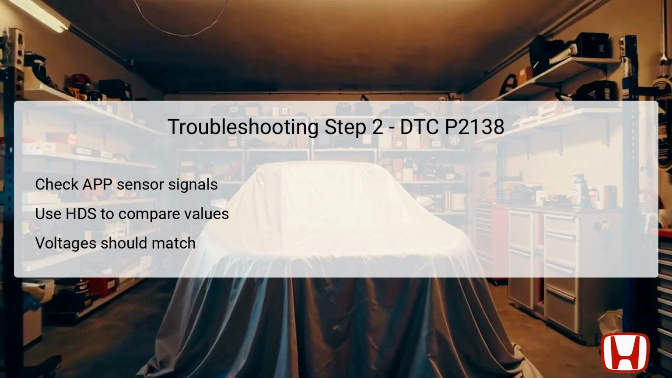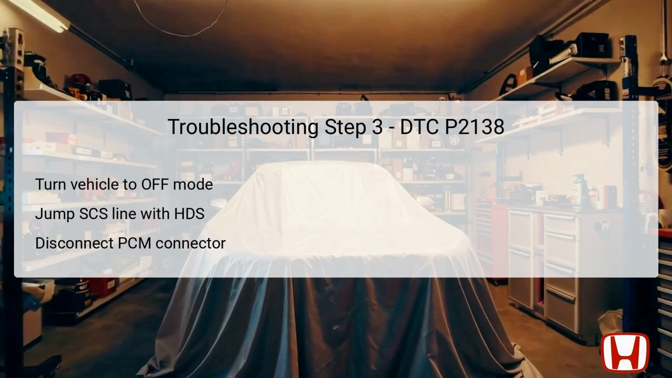Following accurate voltage comparisons can often shortcut the diagnostic process and pinpoint the exact component needing attention. In the third step of troubleshooting for DTC P2138, first, turn the vehicle to the off or lock mode, which ensures that all electronic systems are powered down. Next, utilize the HDS to jump the SCS, Service Clear Signal line. This action suspends any stored fault codes, allowing for more accurate testing and isolation of potential faults.